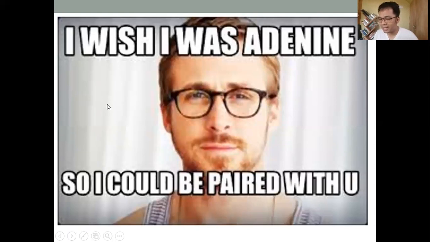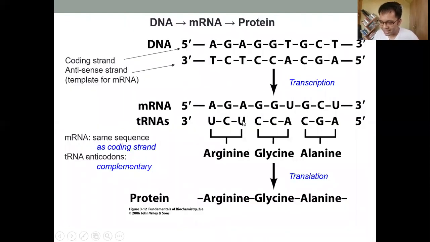Kasi nga, di ba? Kapag RNA. So, kapag nasa mRNA. So, kung babanat kayo guys, di ba? Tapos yung diniscard is my knowledge about the molecular biology. So, I wish I was admin. So, I can pair with you.